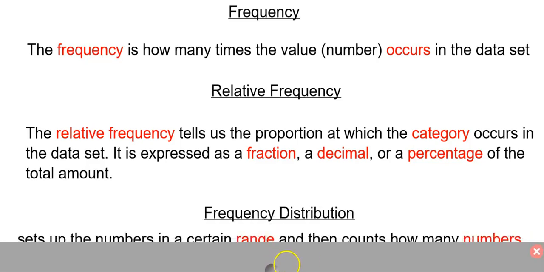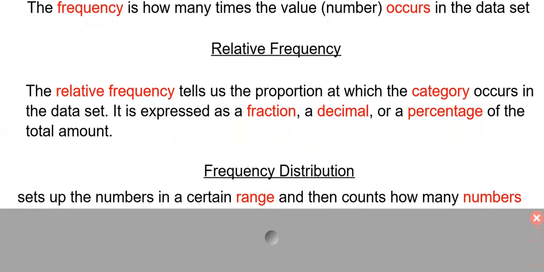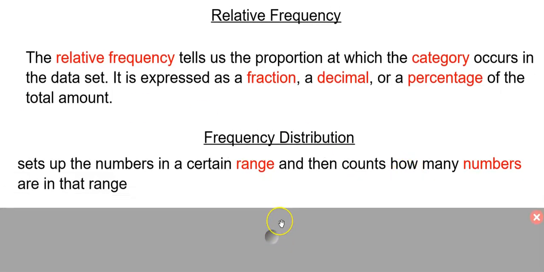All right, so with this, the last part is, in other words, frequency is the amount, how many times we see it. This is actually the fraction or decimal that shows you out of how many, like 5 out of how many there are in all. And then our frequency distribution talks about, hey, we're going to make a table and everything, but it sets the numbers up in a certain range. Then it counts how many numbers are in that range. So in other words, it counts your frequency.